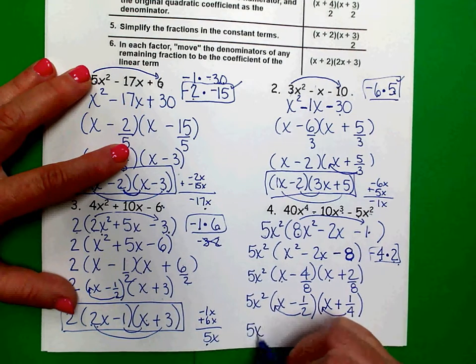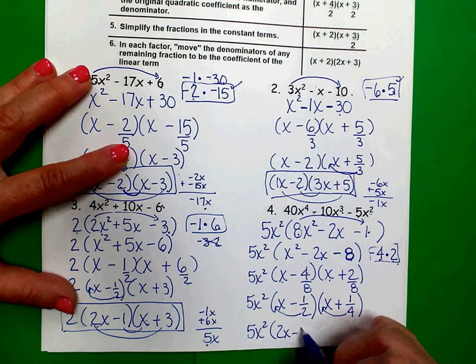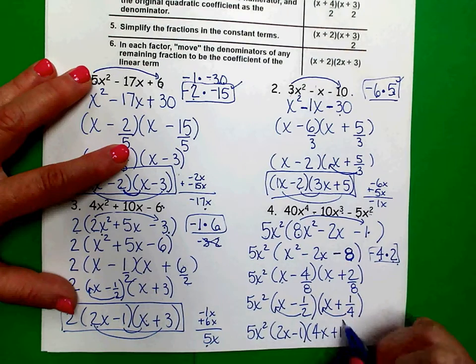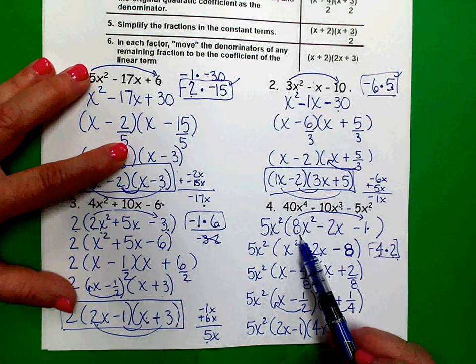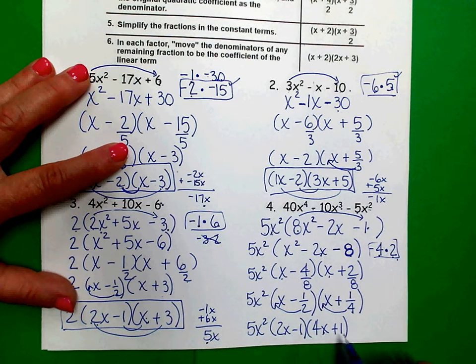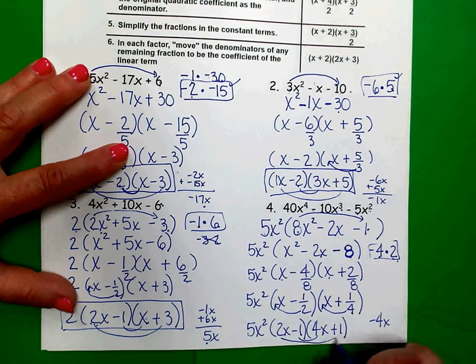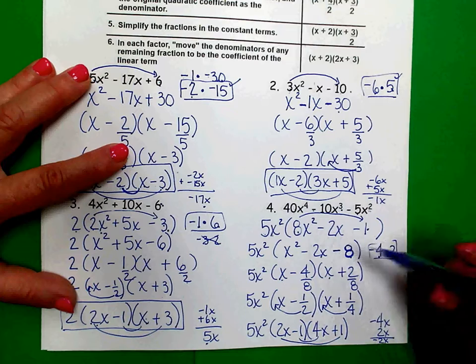The 2 moves up to make 2x minus 1. The 4 moves up to make 4x plus 1. 2x times 4x gives you your 8x squared. Negative 1 times 1 gives you your negative 1. Negative 1 times 4x is negative 4x. 2x times 1 is 2x. Those add up to negative 2x, so I know that this is the correct answer.